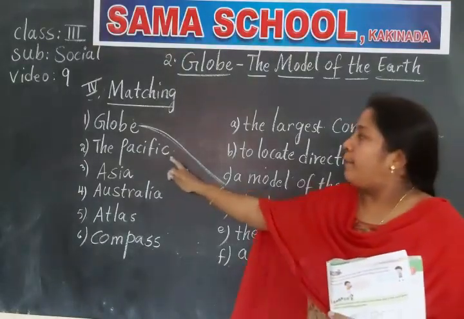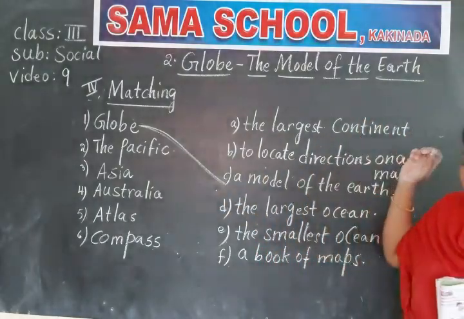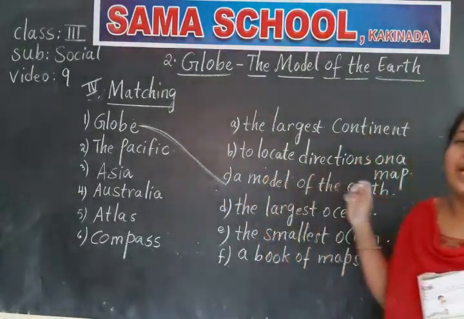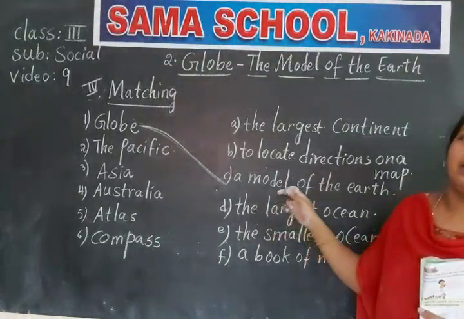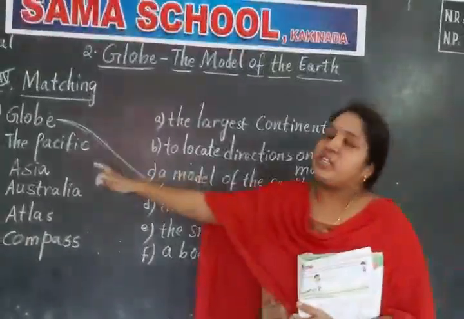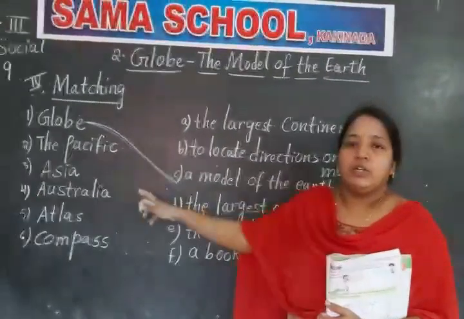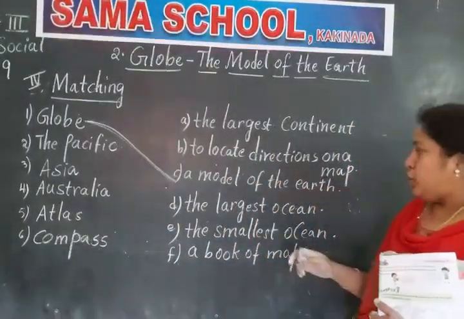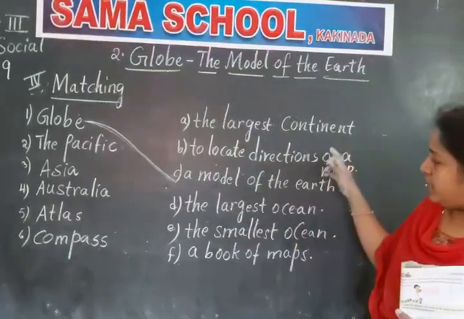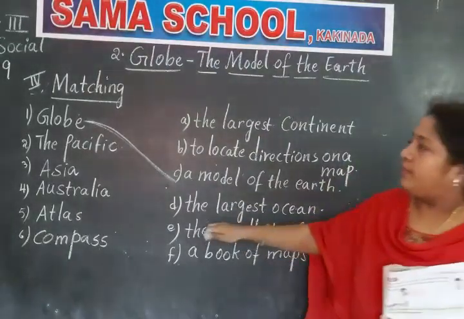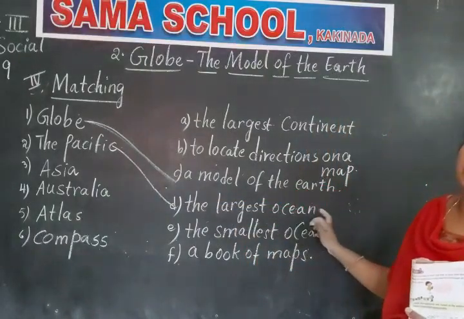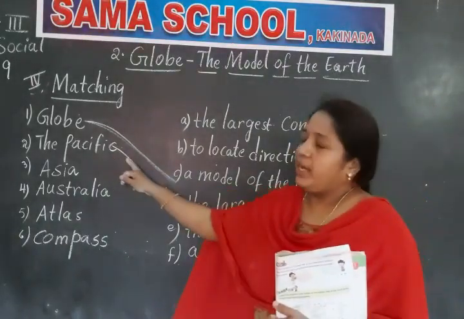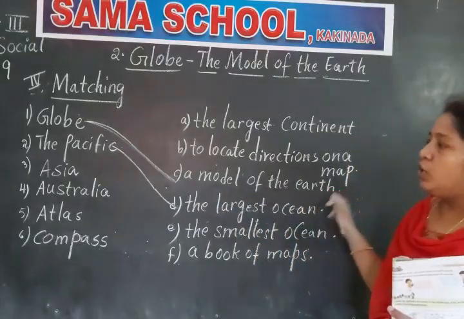And next one, the Pacific. What is the Pacific? Oceans. There are 5 oceans. What is the ocean? Large water bodies on the earth are called oceans. And which one is the largest ocean on the earth? Pacific Ocean. So here see where it is the largest ocean. The Pacific, the largest ocean.